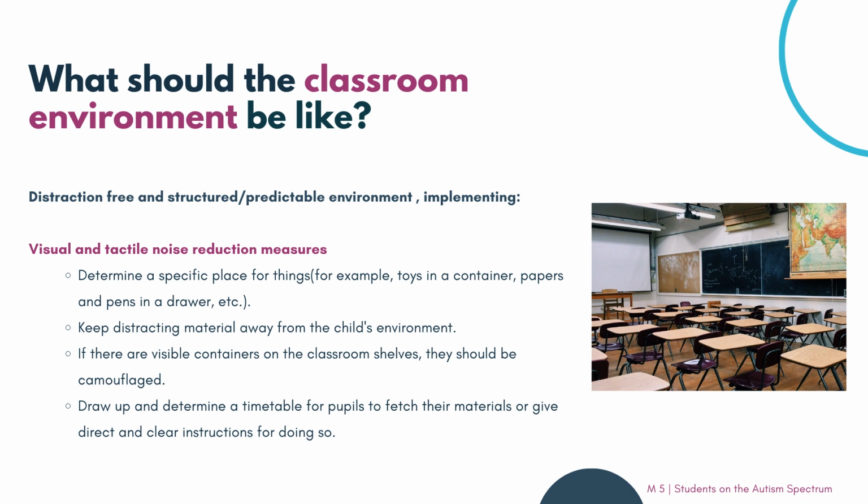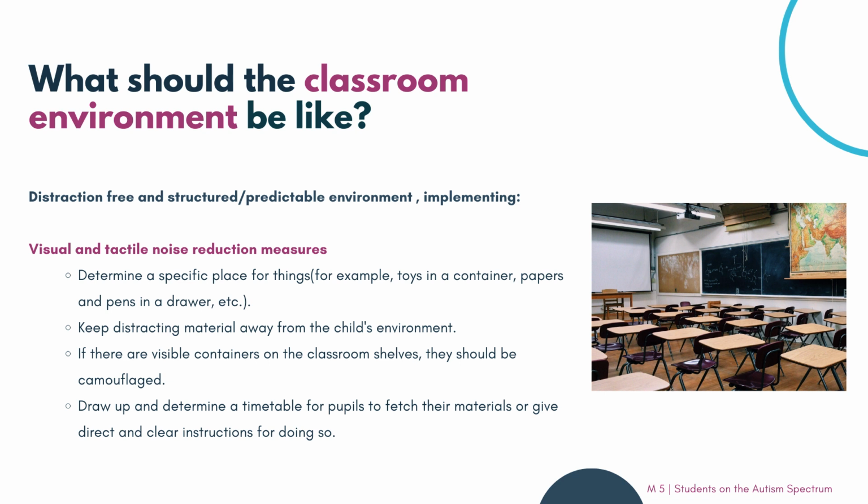In this sense, it is important: A. Determine a specific place for things. For example, toys in a container, papers and pens in a drawer, etc. B. Keep distracting material away from the child's environment. C. If there are visible containers on the classroom shelves, they should be camouflaged so as not to distract the student, thus avoiding situations such as moving and taking away materials.